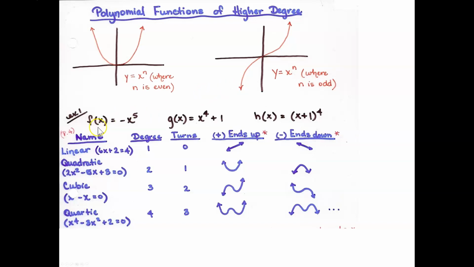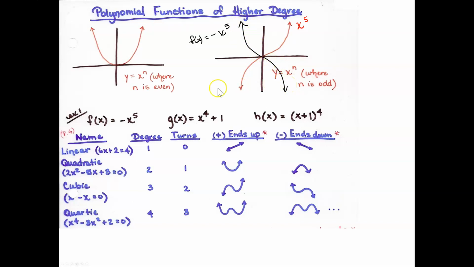For the first example, they want us to graph f of x is equal to negative x to the 5th. What does that negative out in front cause? A reflection, yes. Reflection in x or y? X, yes. So basically, all I would have to do is take my normal x to the 5th function. Again, I know what it's going to look like because it's x to an odd number. And then I'm just going to reflect that in the x-axis. And so here's what that reflected graph would look like.